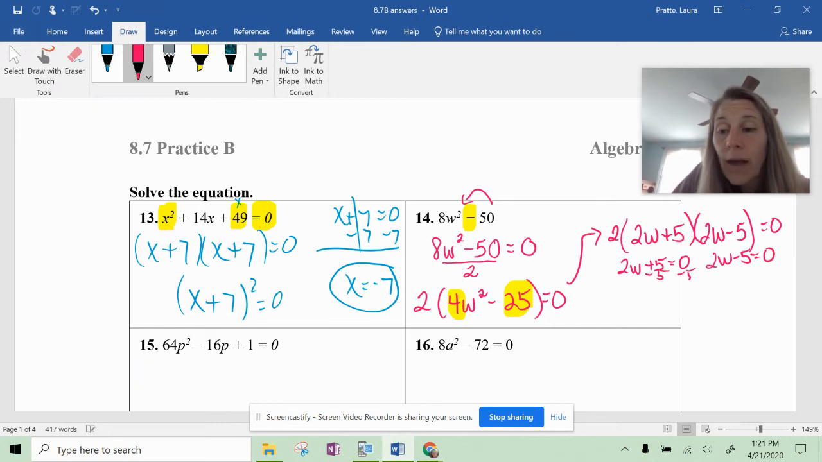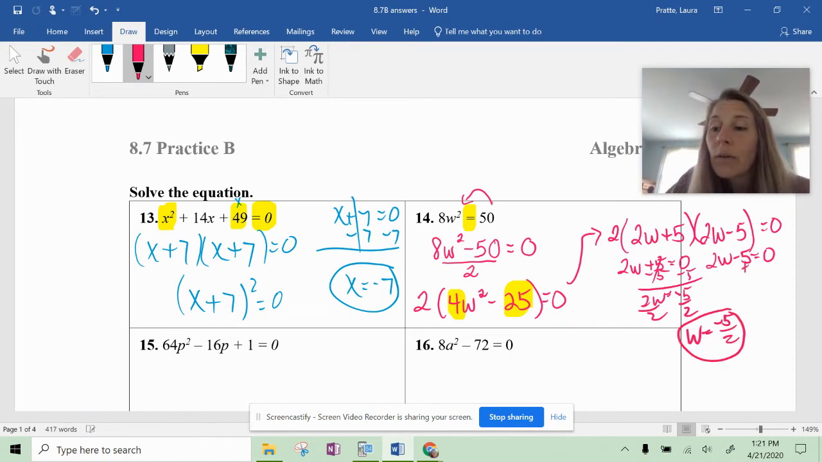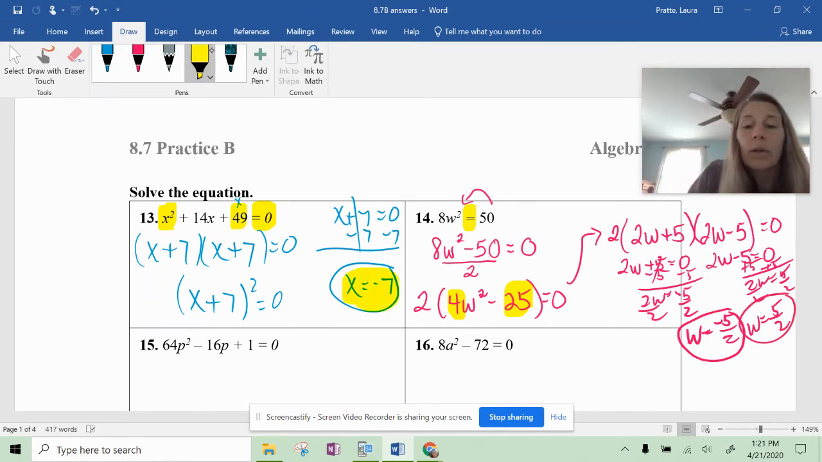I subtract 5, divide by 2. I get w equals negative 5 over 2, or you could have negative 2.5. Then on the other one, it's going to be the same thing with the opposite sign. So you get w equals positive 5 over 2. So those are my two answers for that one.